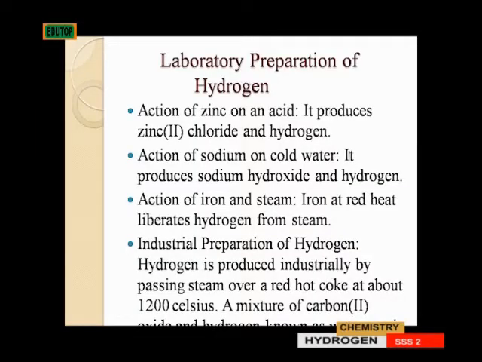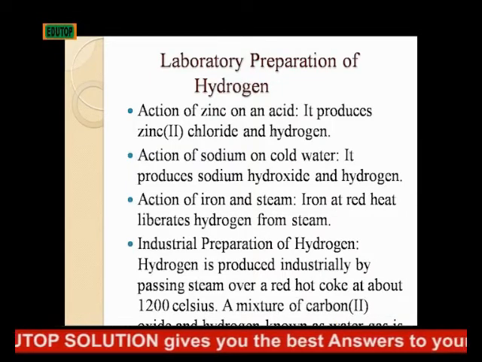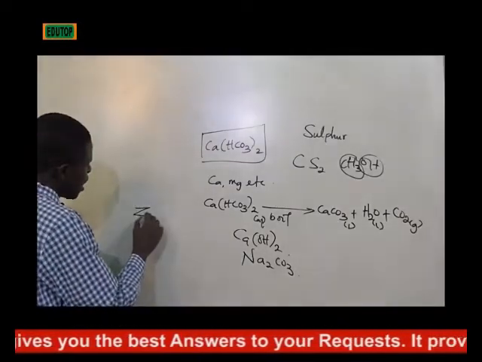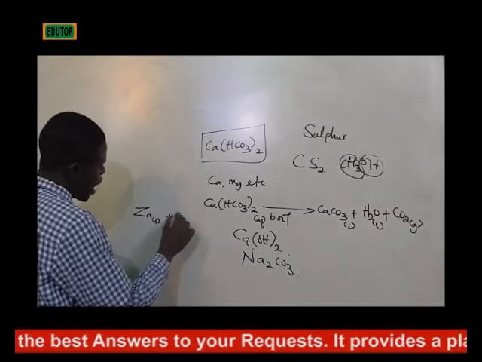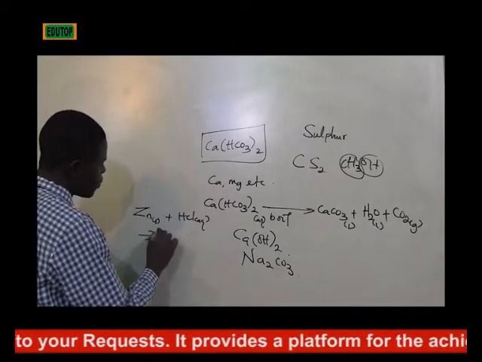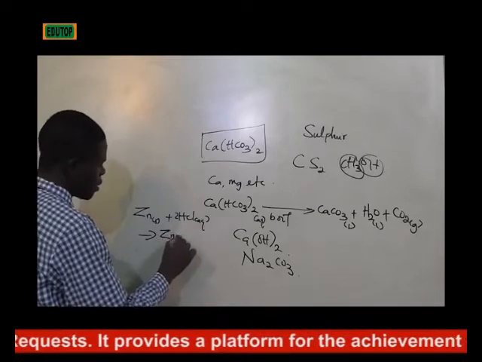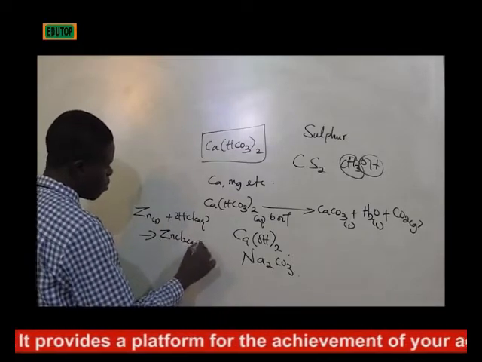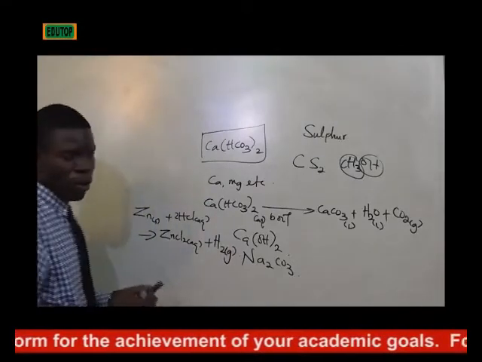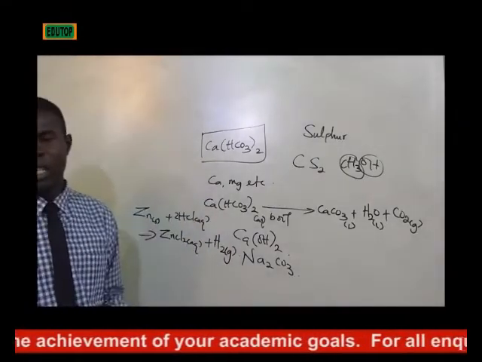Laboratory preparation of hydrogen. Action of zinc on an acid. It produces zinc(II) chloride and hydrogen. So if you want to produce hydrogen in the laboratory, it will be action of zinc on hydrochloric acid. So in this situation, you have zinc chloride, aqueous, plus hydrogen gas. So this is one way of producing hydrogen in the laboratory.